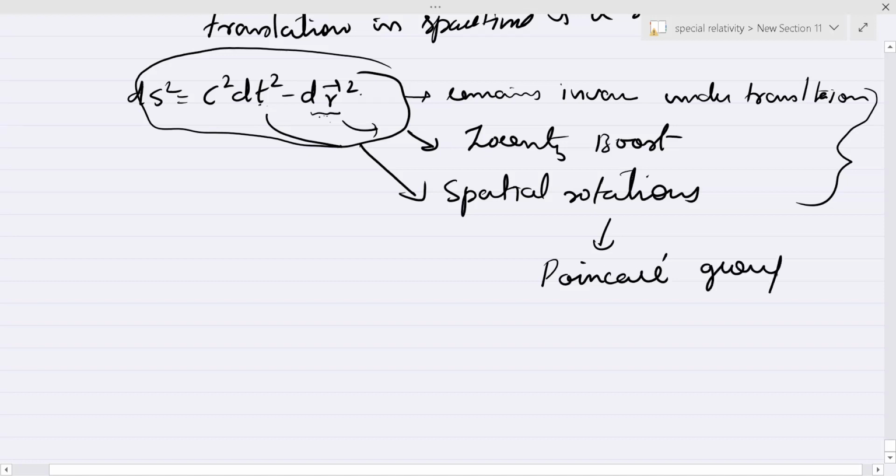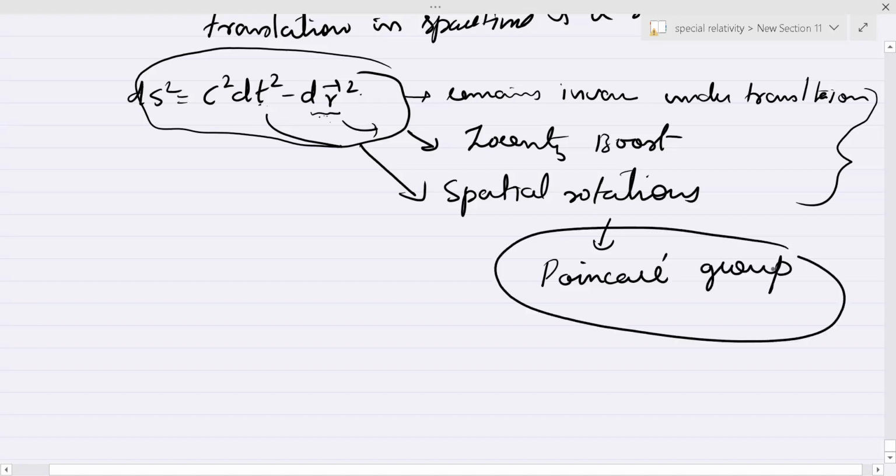If you are looking at group theory in some context, this is what we mean by the Poincare group. I'm not going into detail on it. I'll just tell you that it remains invariant under translations. How many translations are possible? You can make a time translation, a translation along the x direction, along the y direction, or along the z direction. So there are a total of 4 parameters for translation.